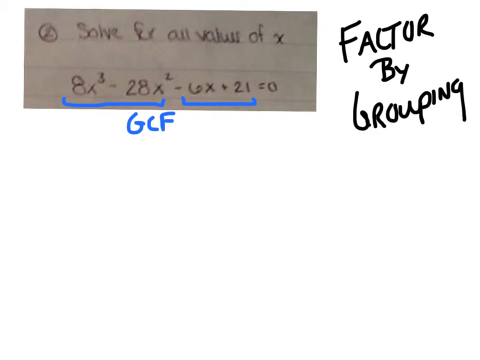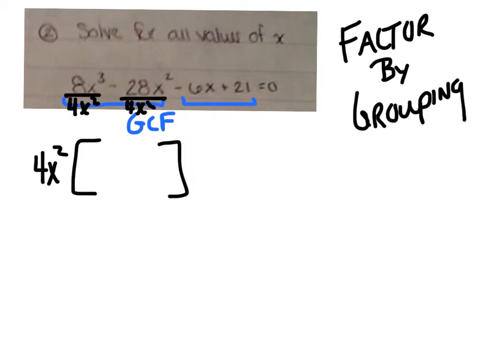So we'll start with the first 2. It looks like I can pull out a 4 and an x squared. So that's what I'm going to take out. That is my first GCF. Now here's what you do. You divide each term then by 4x squared. And you ask yourself, well, what's left? Okay, so 8 divided by 4 is 2, x cubed over x squared is x. Then you keep the minus sign.